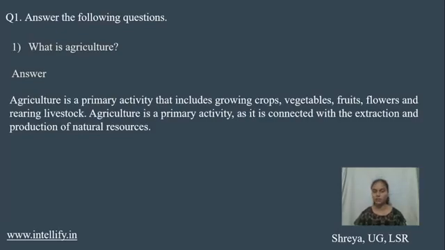What is a primary activity? The primary activities are those activities which include the extraction of natural resources from the earth's surface. So agriculture is that activity because it requires soil, it requires sunlight, and it also requires some climatic conditions. So it is a primary activity because it is connected with the extraction of natural resources, and it also produces natural resources, because vegetables and crops, all of these are natural resources.